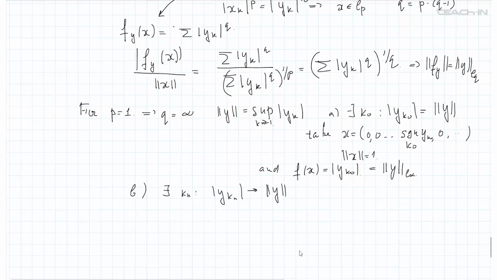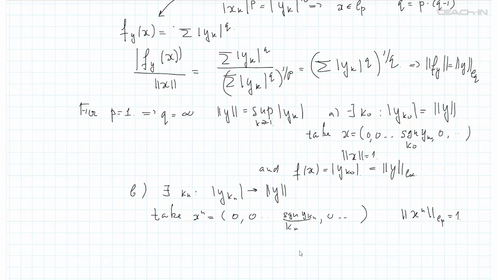Then take xn equals to 0, 0, on the kn place we put signum of yk, and then again 0, 0, 0. The norm of this element in LP equals 1, and f of xn equals the absolute value of this coordinate, and it tends to the norm of the sequence y in L infinity as n tends to infinity.